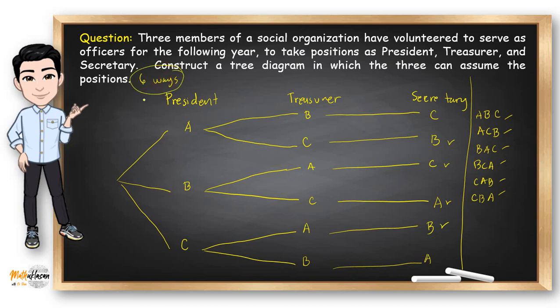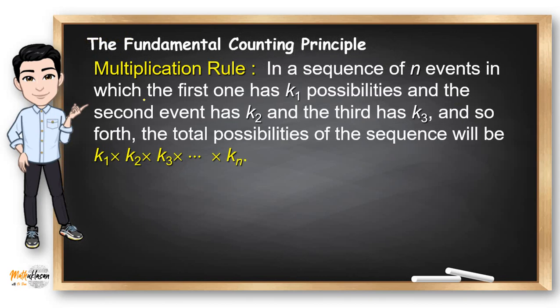But have you noticed this kind of technique, though it's effective, it's a little tedious on our part because we have to list all the possible ways and events. But what if there are several options? What if there are 40 kinds of choices? And this is where the fundamental counting principle comes in. We call it the multiplication rule.